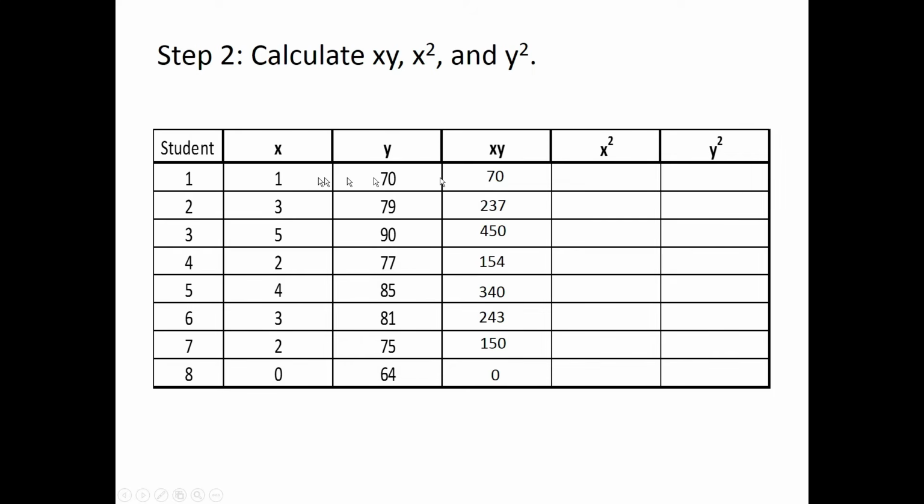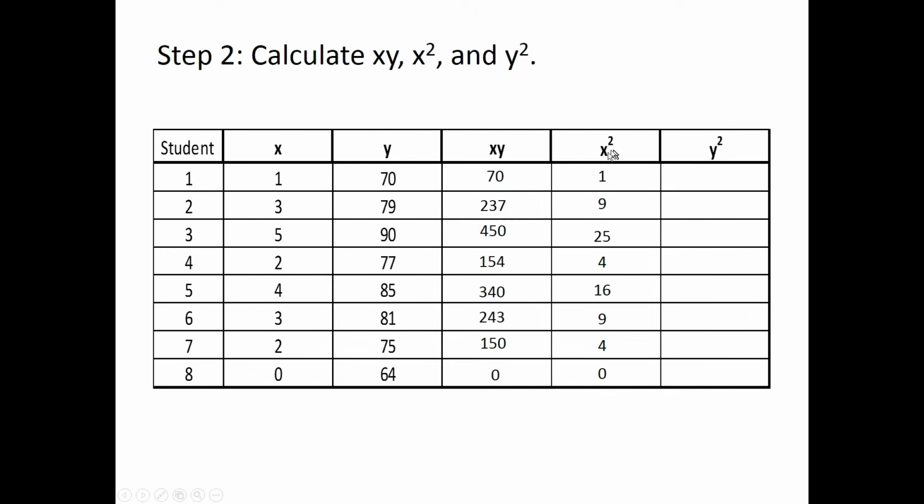So we have x squared. Anong gagawin natin? We are just going to multiply the value of x by itself because that is x squared. So 1 times 1 would be 1. And 3 times 3 is equals to 9. 5 times 5 is equals to 25. And so on.